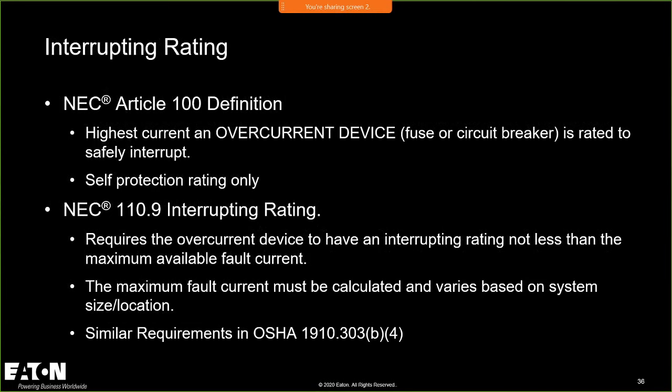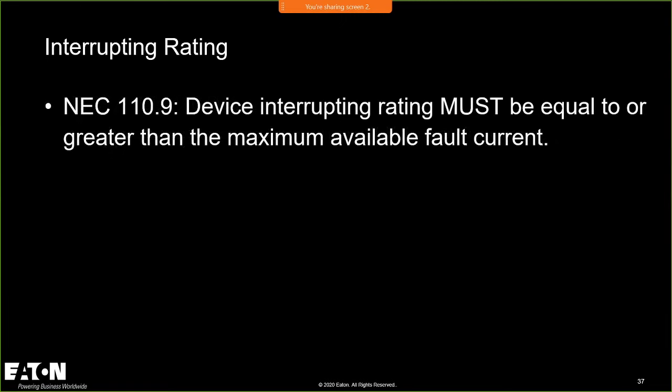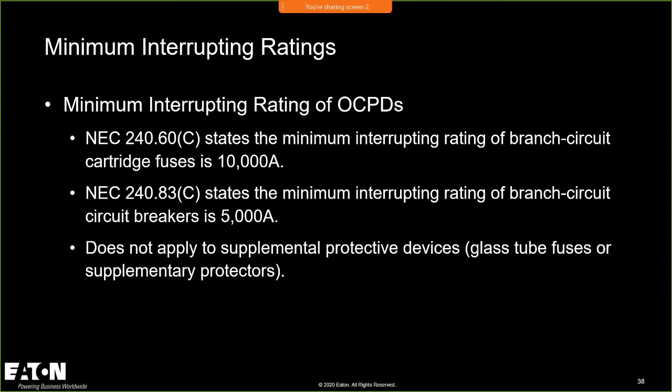Overcurrent devices in Article 100 tells you what the definition is, and then there's the requirement in 110.9 that tells you you can't exceed the interrupting rating when you apply it in the field. They have to be greater than or equal to the maximum available fault current. And these are the minimum interrupting ratings of any overcurrent devices.